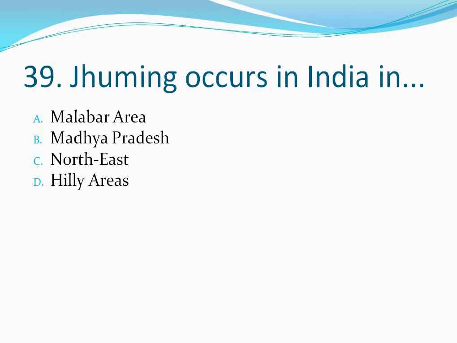Question number 39. Zooming occurs in India in. Your options are option A, Malabar area, option B, Madhya Pradesh, option C, Northeast, option D, hilly areas. Zooming occurs in India in Northeast. So the correct answer is option C, Northeast. Let's move to the next question.